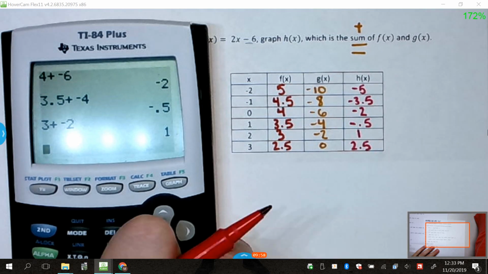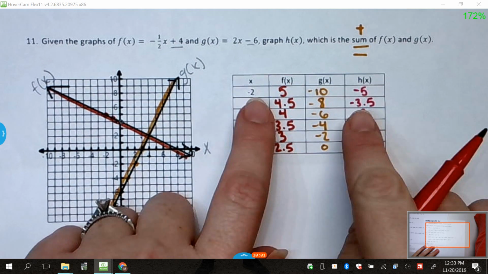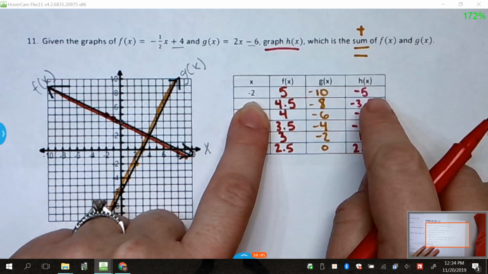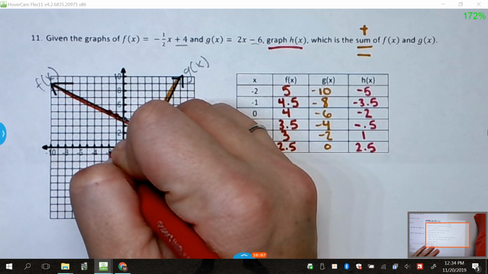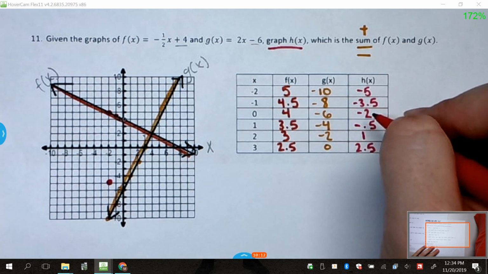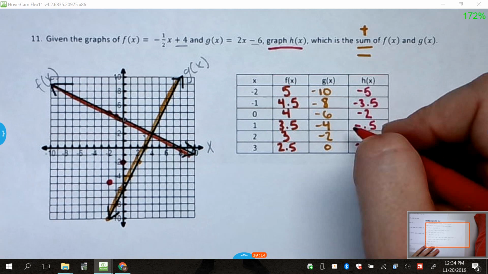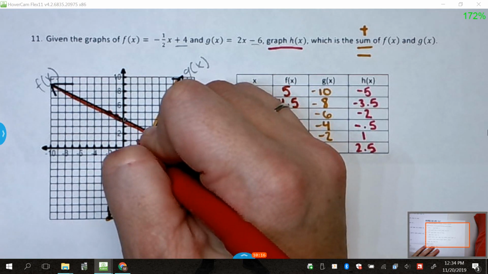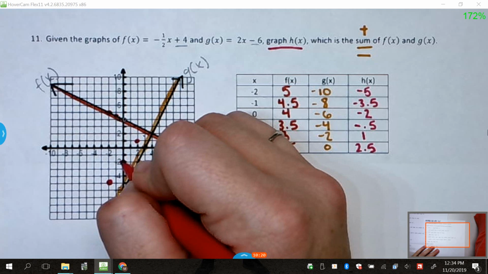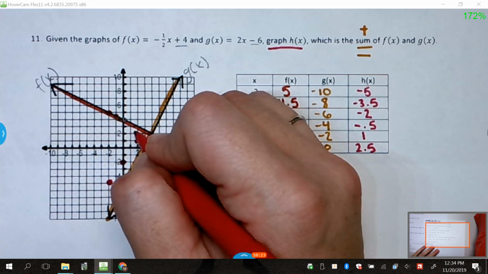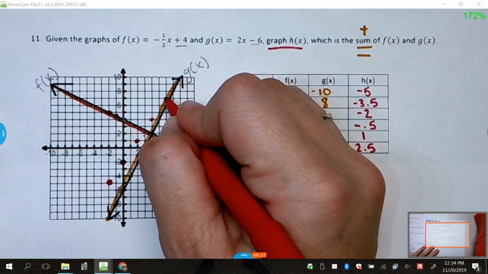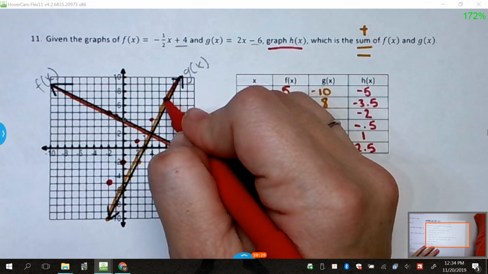So I'm going to plot just the pretty points. I'm going to use negative 2, negative 5, because it says to graph h of x. So negative 2, negative 5; 0, negative 2; 2, 1. So there it is. If you notice, it's going up 3 over 2, up 3 over 2, and so on and so forth. This is your h of x line.